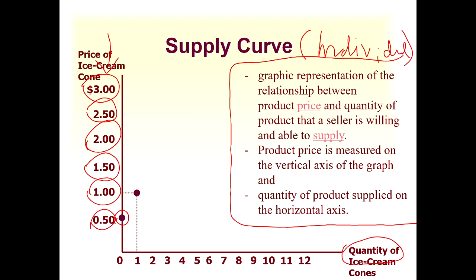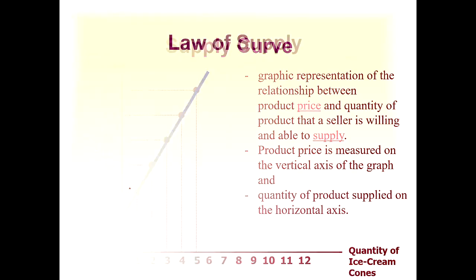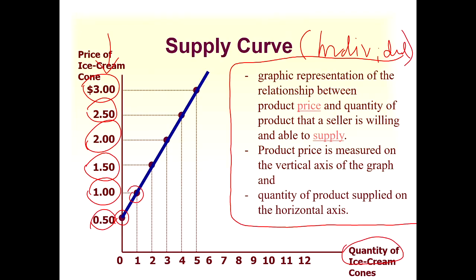At price 1, the point that we get is here. So at price 1, the quantity that the seller is willing and able to sell is 1. At price 1.5, the quantity sold is 2. At price 2, the willingness is 3. At 2.5 it's 4, and at 3 the willingness to sell ice cream is 5. So when we join all of these points, we get the supply curve. So this is a supply curve.